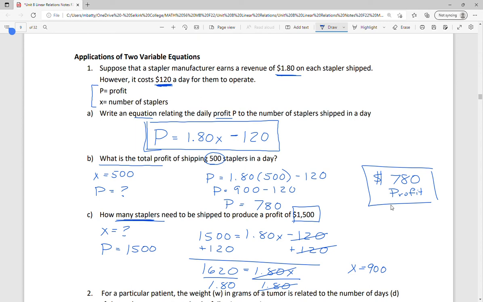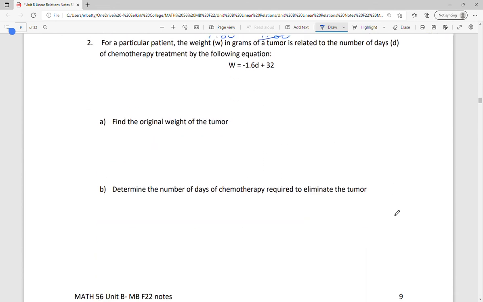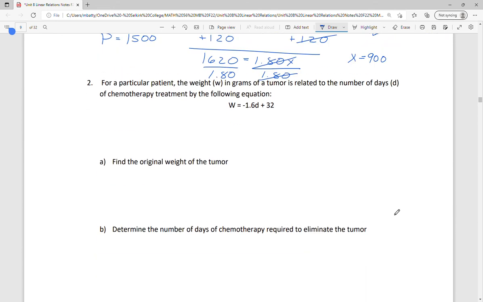And what that means is you'd have to ship 900 staplers to raise that $1,500. Okay, I don't think I'd go into stapler manufacturing. It doesn't seem that easy to make very much money. This one is also sort of an oversimplification of real world stuff.